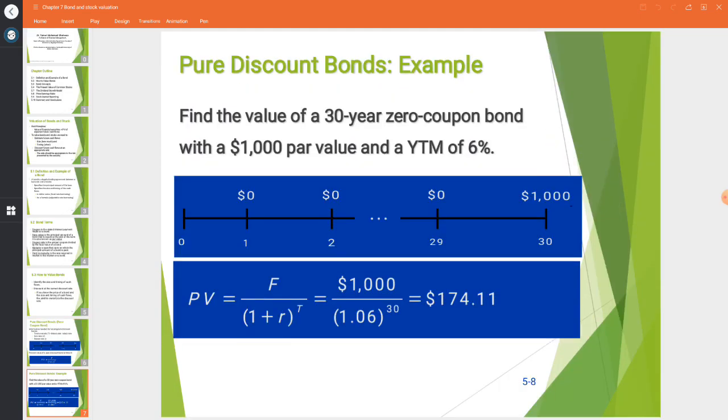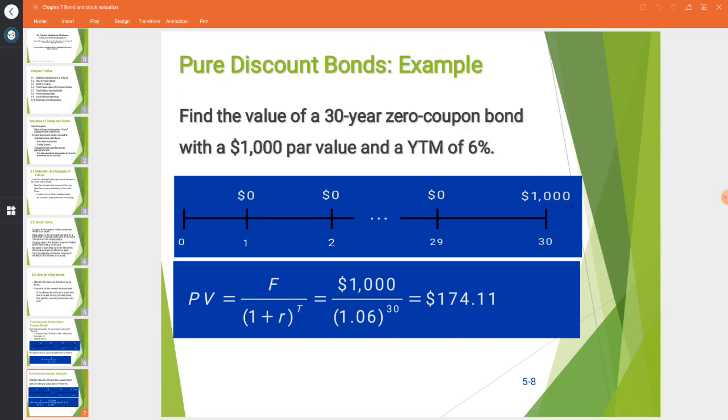Let us take an example. Imagine we want to find the value of a 30-year zero coupon bond. This is the time to maturity date. We have about 30 years. This bond has a face value or par value of 1,000 and a discount rate, which is a reflection of the yield to maturity, of 6%.